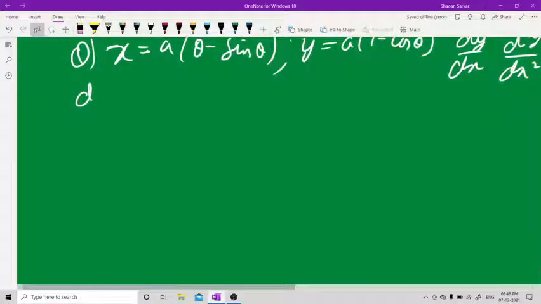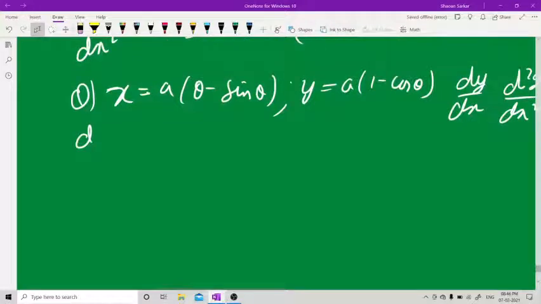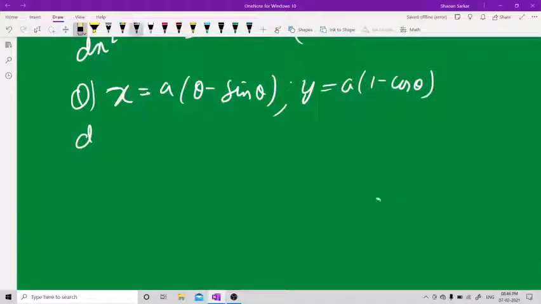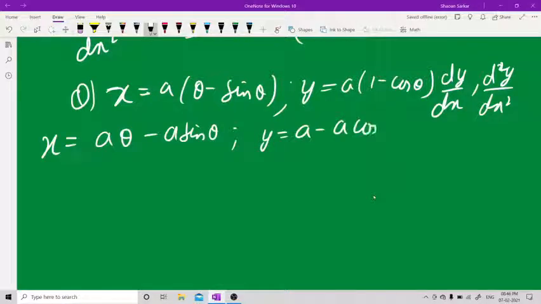Yes, here it is. I want dy by dx and d2y by dx2. So here x is a theta minus a sine theta, and write y as a minus a cos theta.